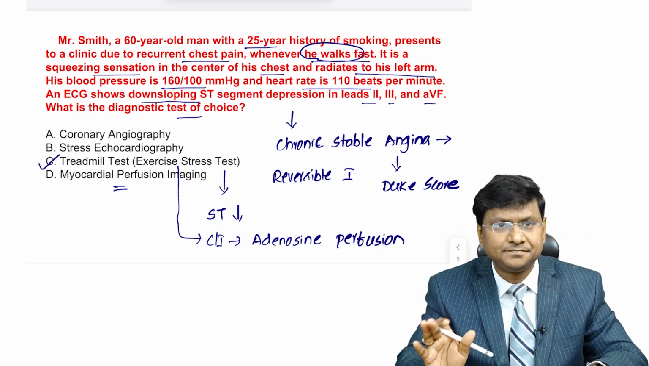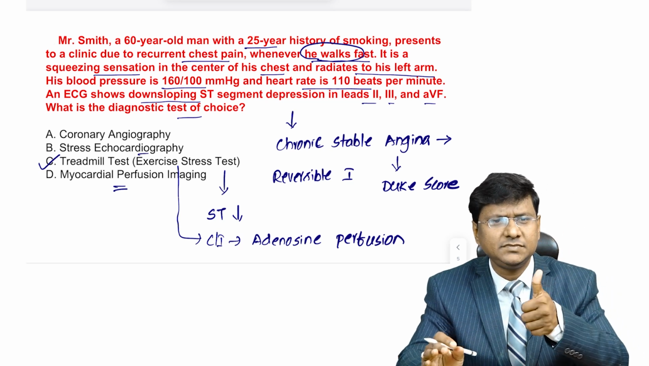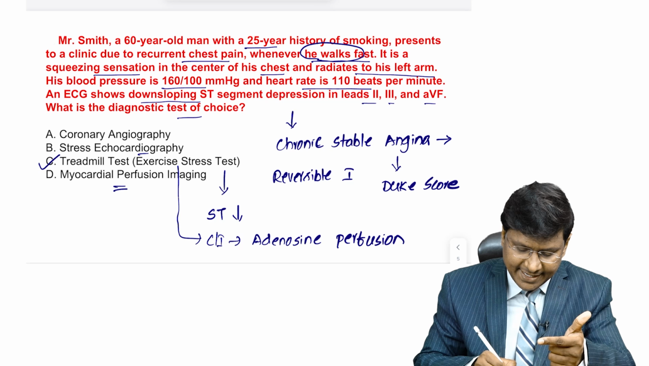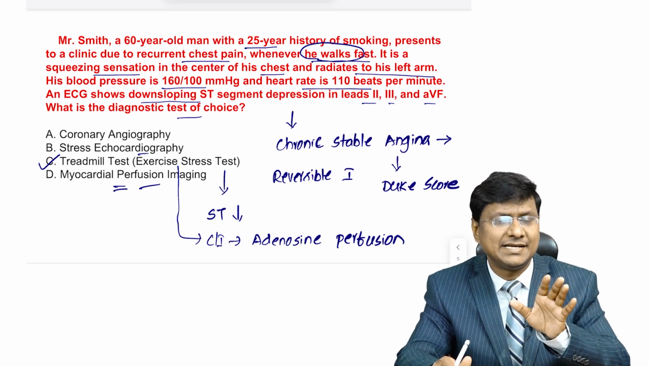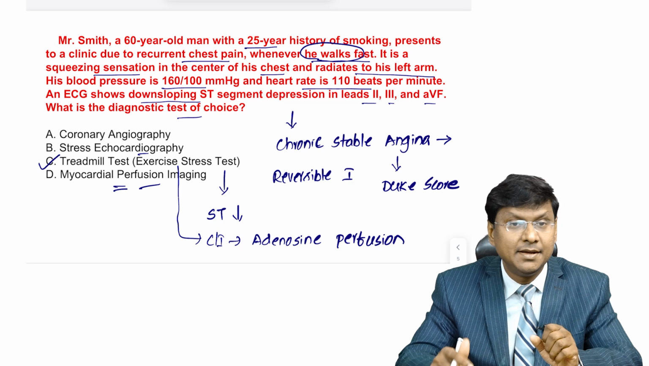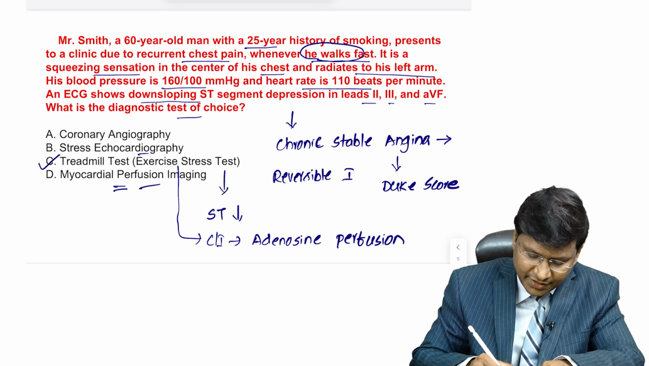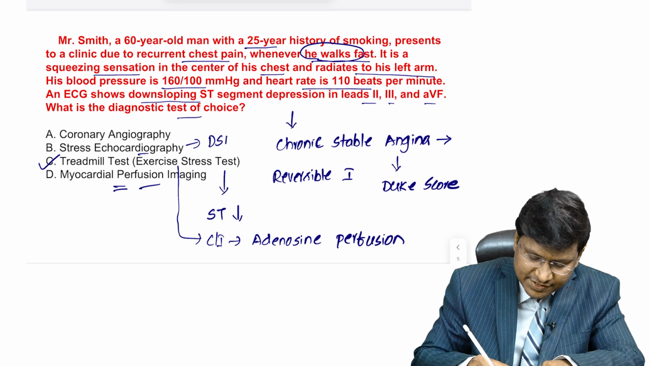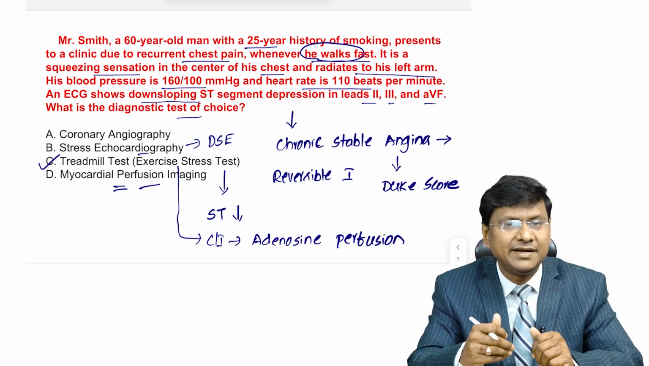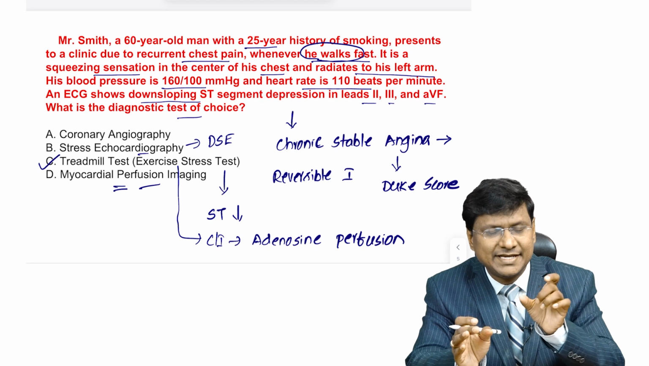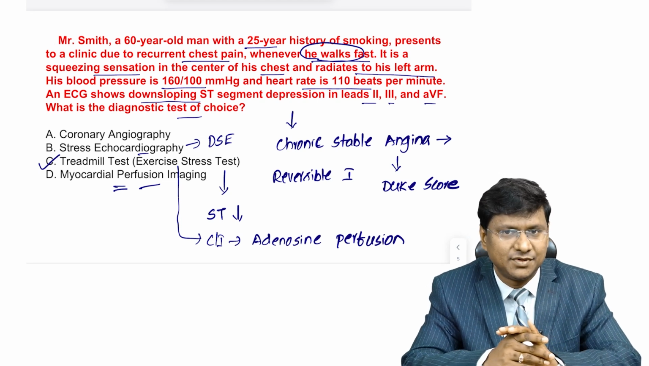The next important test is stress echocardiography, as well as myocardial perfusion imaging. Even these two will assess myocardial activity. But if the individual is not able to do a treadmill test, that is the point when we do dobutamine stress echocardiography, right? But in the clinical question which has been given to you, there is nothing telling you that the individual is not able to do a treadmill test, okay?